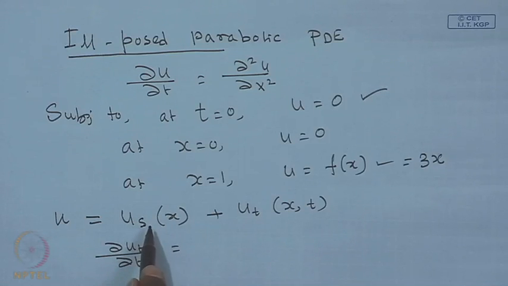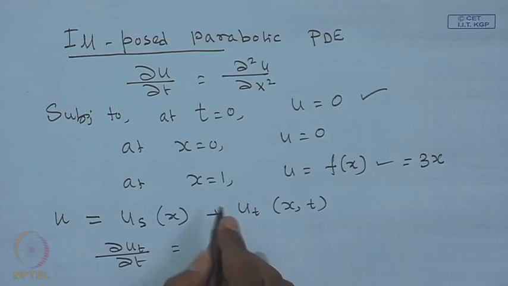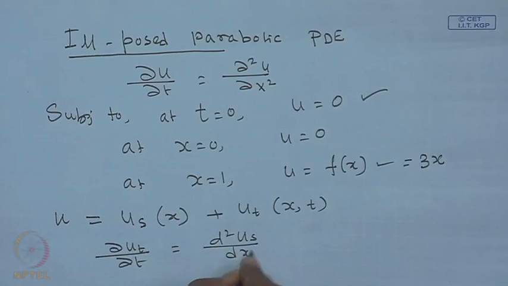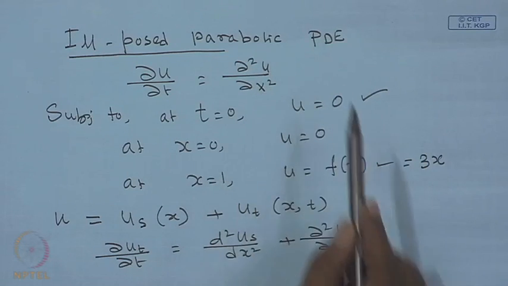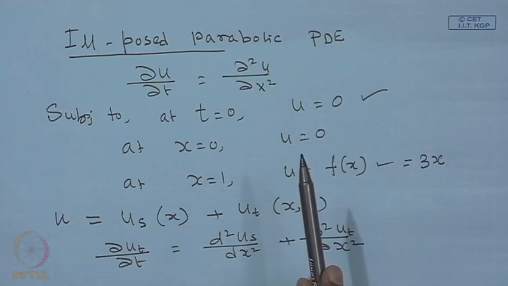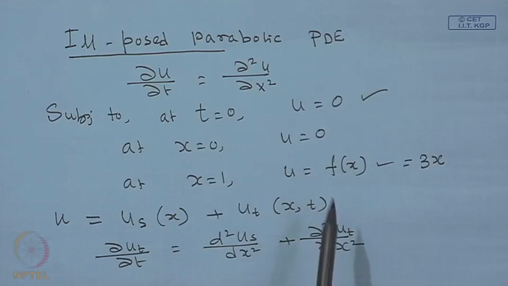There will be no u_s, because u_s is a sole function of space. So, this becomes d square u_s dx square plus del square u_t del x square. If you put u is equal to u_s plus u_t, the u_s is the space varying part only. So, therefore, the partial derivative becomes a total derivative. On the other hand, in case of u_t, it remains a partial derivative.